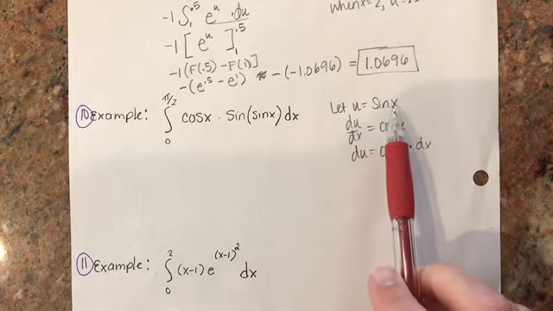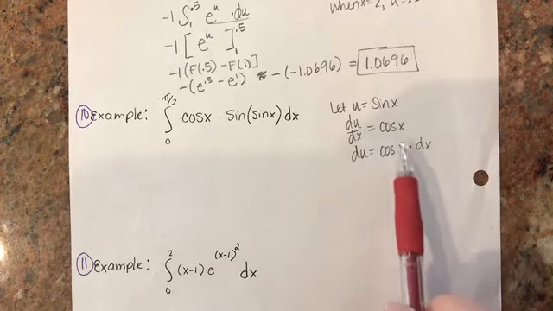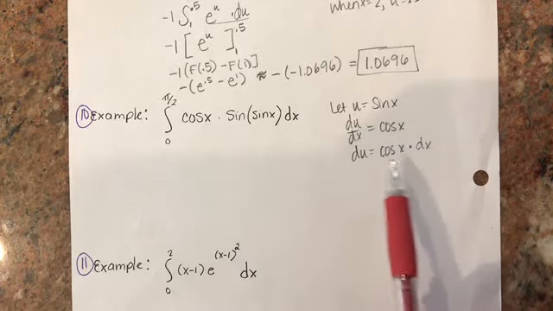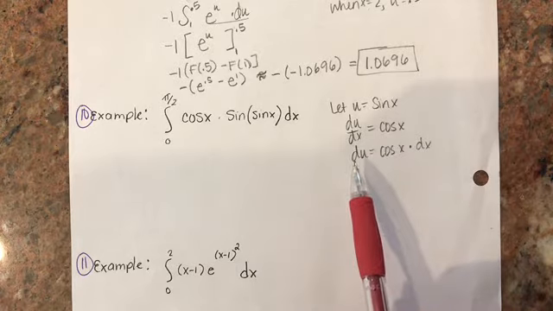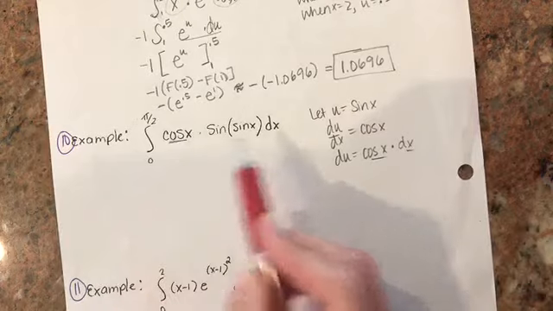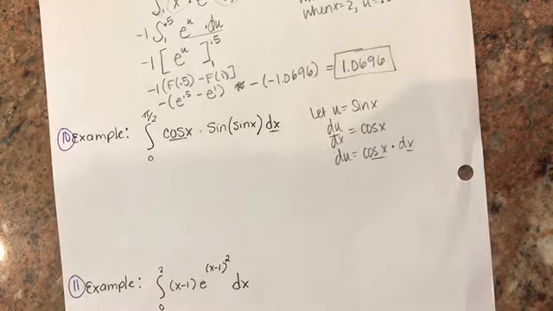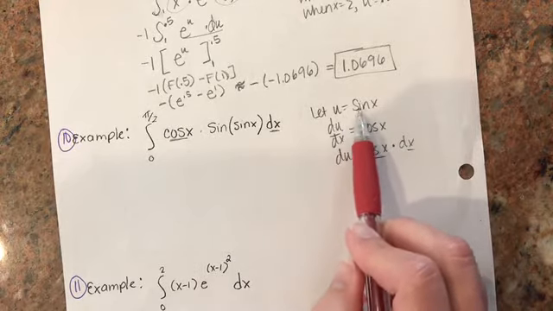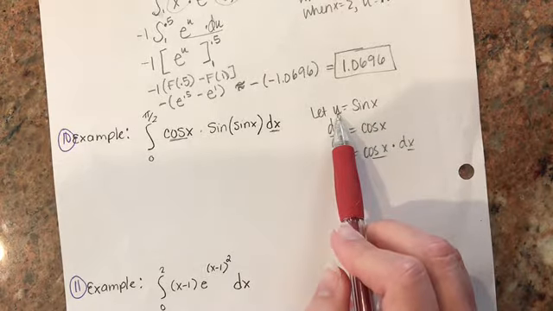U is going to be sine of x, so I took the derivative of sine, which is just cosine, and then I got du by itself. This is nice because we have our cosine x here and we have our dx here that we can sub. Okay, where we see sine of x, we're going to sub in a u.